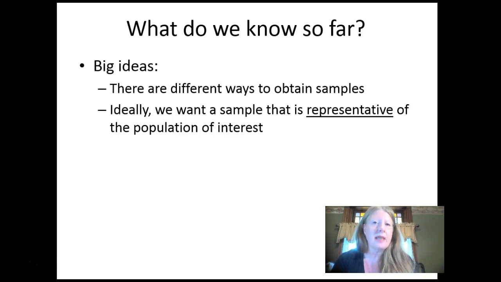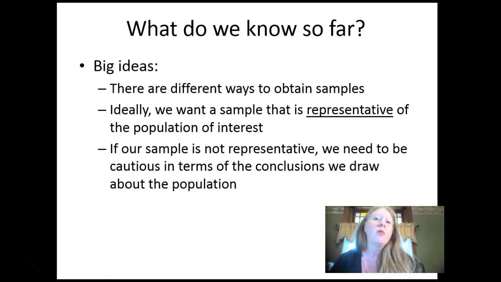We know that a random sample will give us a representative sample, but certainly we might be in situations where we cannot sample randomly, and we can still be fairly confident that we're getting a representative sample. So we always want to look very carefully at our sample and think about who the population of interest is, and think very carefully about whether that sample is going to be a good representation of that population. We know that if the sample is not representative, then we need to be cautious in terms of the inferences we draw about the population or the conclusions we're drawing about the population.